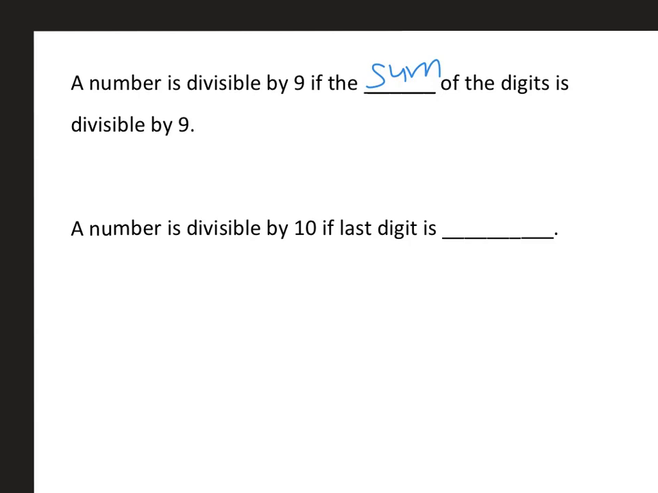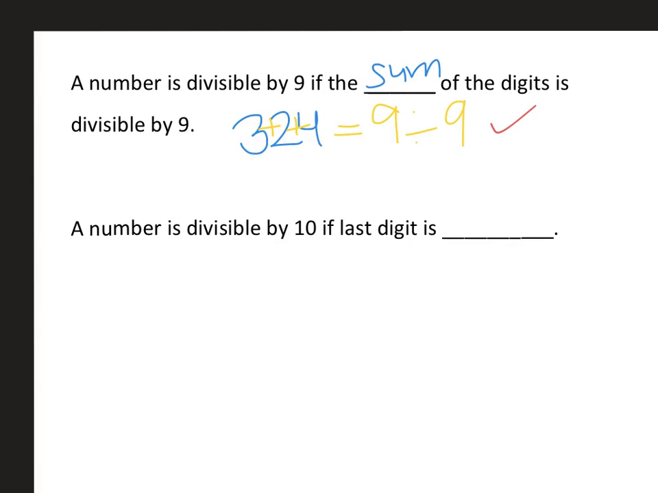But here's an example. We could even go back to that 324. I find the sum of the digits by adding them together. 3 plus 2 again is 5, plus 4. That's 9, and we know 9 is divisible by 9. So the whole number 324 is also divisible by 9.